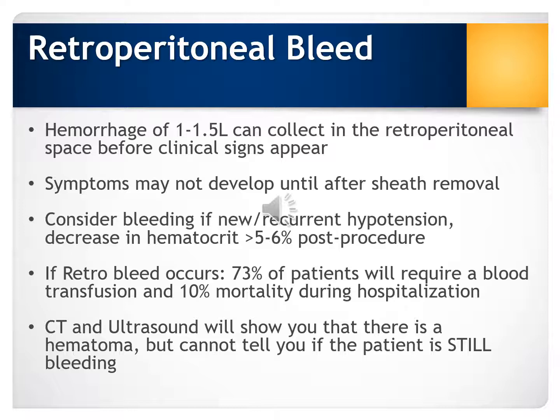If someone does have a retroperitoneal bleed, 73% of those patients will require a blood transfusion, and 10% of those patients may die during hospitalization. A CT scan and an ultrasound will show you that there's a hematoma, but it is difficult to tell just by a CT scan and ultrasound if there is still some amount of bleeding from that site.